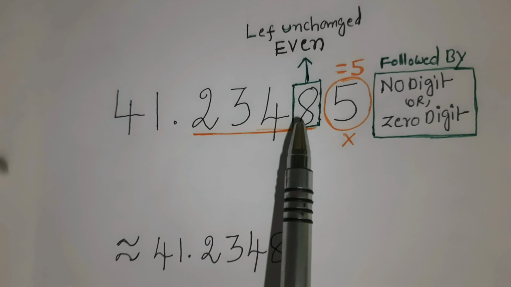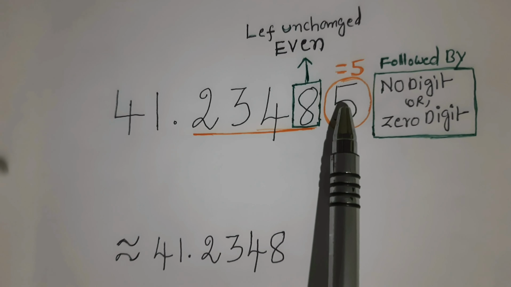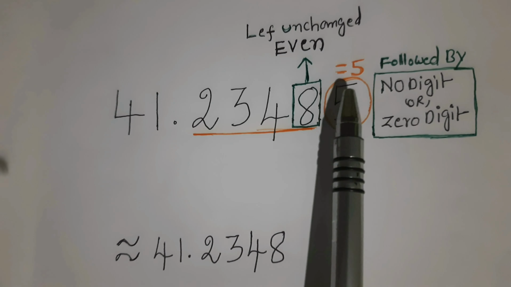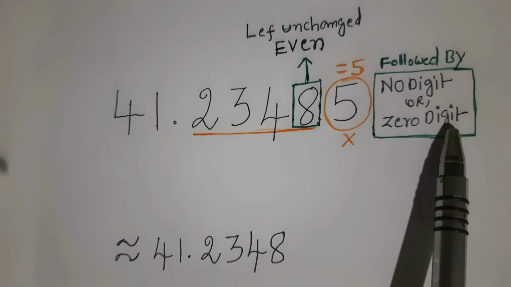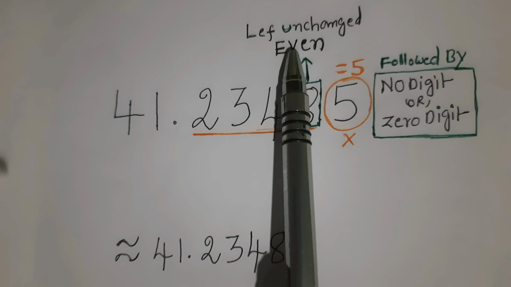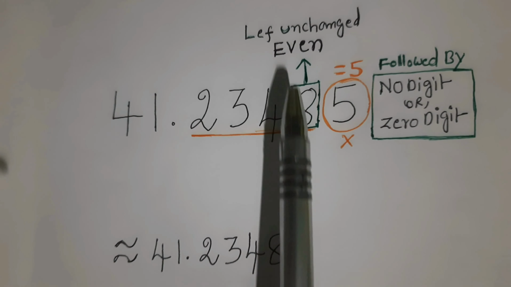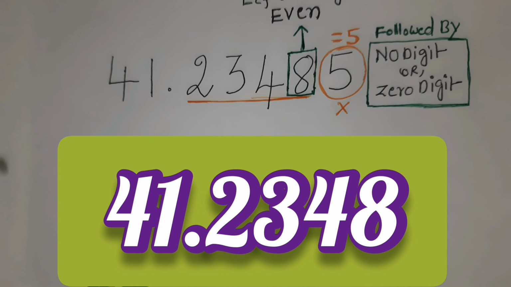Therefore, the digit in the 5th decimal place should be dropped. So, this digit should be dropped. Also, this digit is equal to 5 and followed by no digit or sometimes maybe followed by 0 digits. Moreover, the preceding digit 8 is even. Then by case 4, this preceding digit 8 is left unchanged. Therefore, we can round off this number as 41.2348.